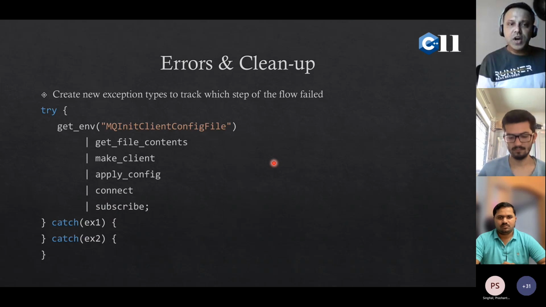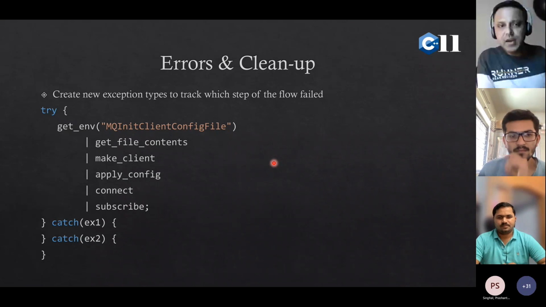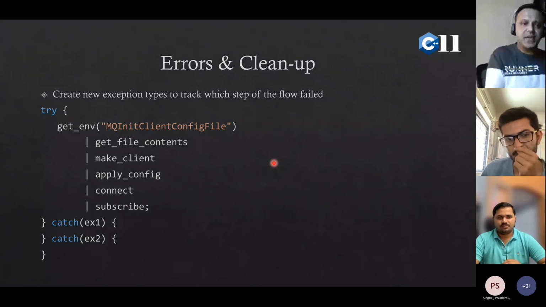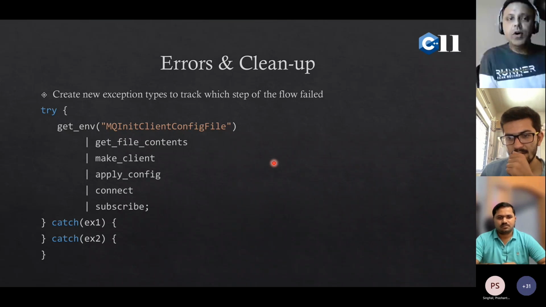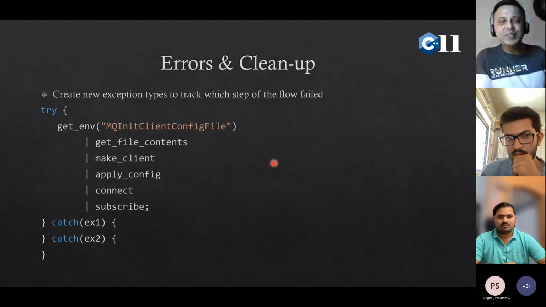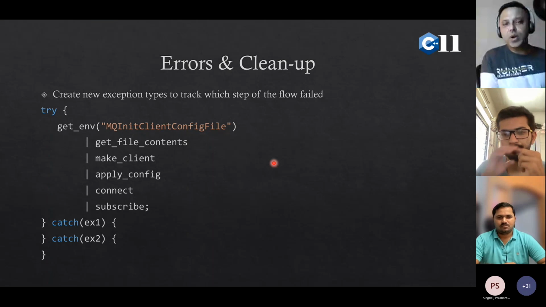Okay, so now if we come here, we can, if you want, wrap it around a try and catch specific exceptions, where EX1 tells you exactly that making a client failed, EX2 tells you that connect failed, EX3 says that subscribe failed, or one for every step. Maybe the environment didn't have the variable. So it helps you build up and exactly track what went wrong.